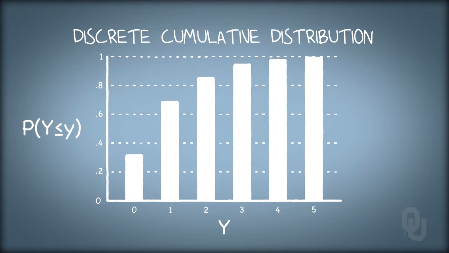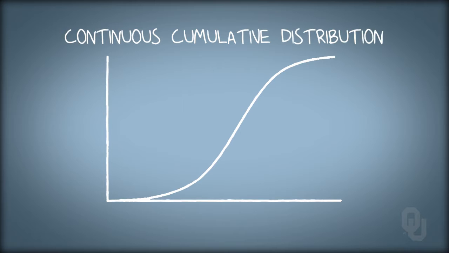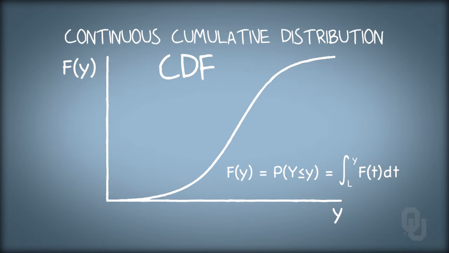For example, with counts, the lower bound is often 0, so we accumulate the probability of realizations of y from 0 up to the value that we're interested in. In our example on the screen, we see the cumulative probability of 2 is 0.86. That is, the probability that the random variable takes on a value of 2 or less is 0.86. We have the same idea with a continuous random variable. The cumulative distribution function, or CDF, is referred to with a capital F. That is, capital F of y is the cumulative probability from the lower bound of the distribution up to value y. This is found as the integral of f of y evaluated from the lower bound up to y.